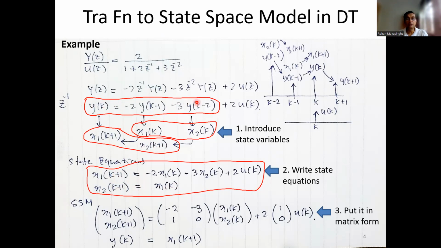The other one is the system dynamics over here, right? The system has certain connections between the state variables, right? So that is already explained here. This is x1k, this is x2k, this is x1k plus 1. So you write down x1k plus 1, all right, is equal to minus 2 times x1k minus 3 times x2k plus there's a control signal uk, right?